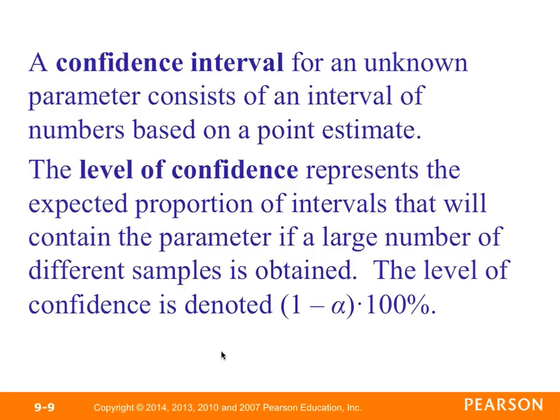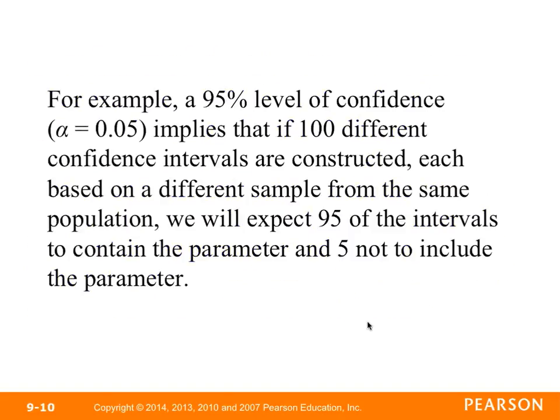The level of confidence represents the expected proportion of intervals that will contain the parameter if a large number of different samples is obtained. We denote the level of confidence as 1 minus alpha times 100%. We're going to have a lot of practice with this today, figuring out what alpha is, but this is how we denote our level of confidence. For example, if we have a 95% level of confidence, 100 minus 95 gives you 5%, and then we change that back into a decimal. Changing 5% into a decimal, you get 0.05. That is your alpha.